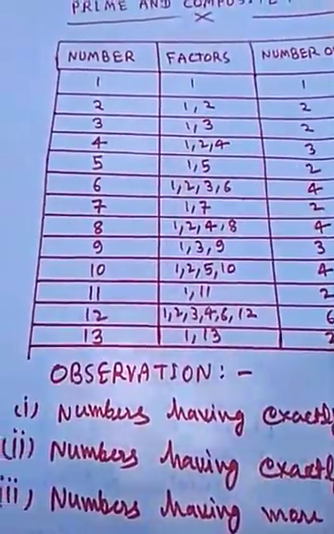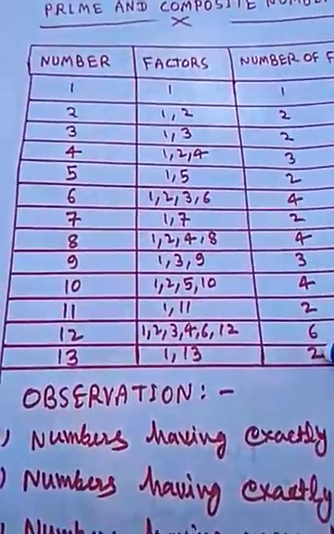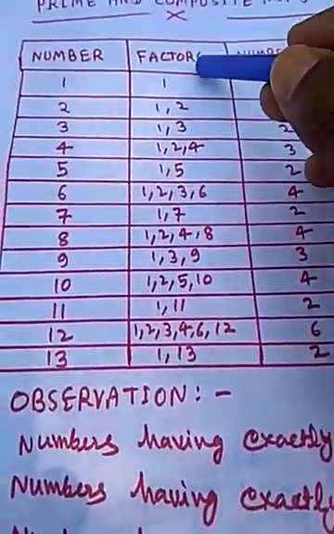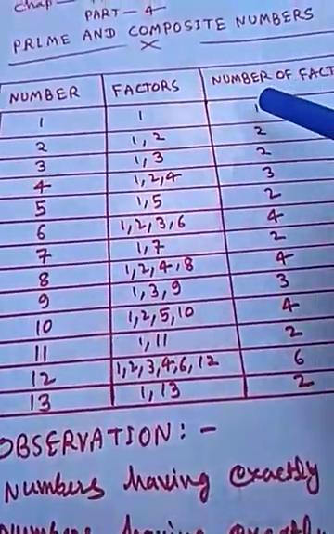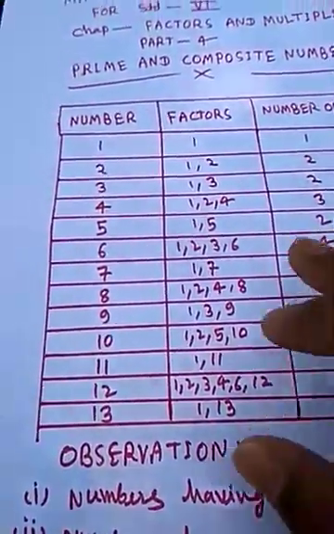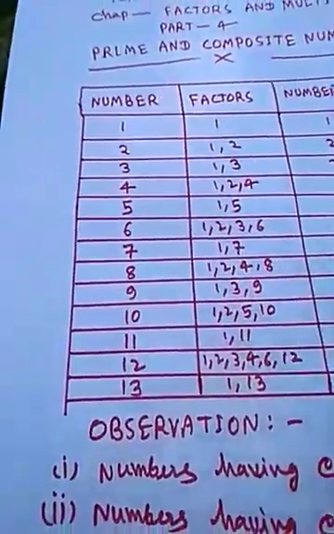It means here there are 3 columns. At first we shall write the numbers, then all the factors in the next column, and here we shall write how many factors there are of every number. Now we shall observe it.